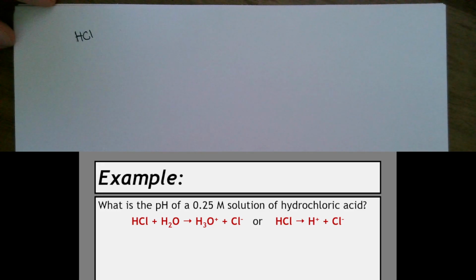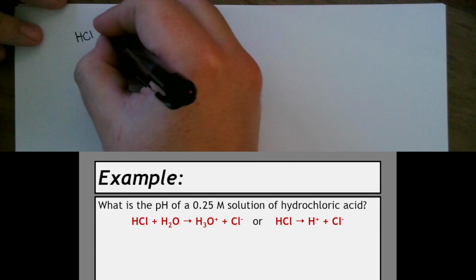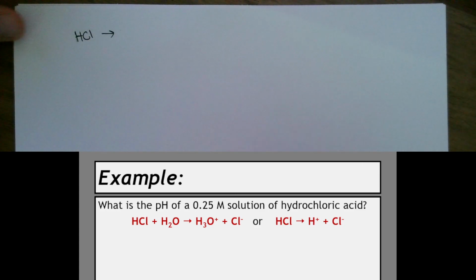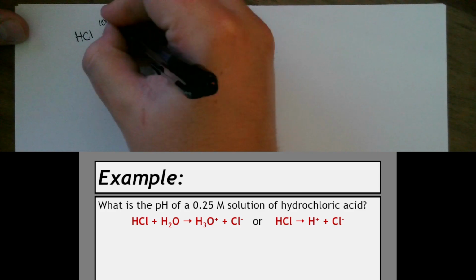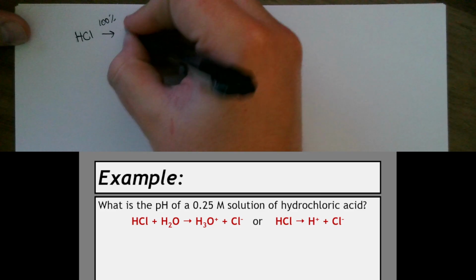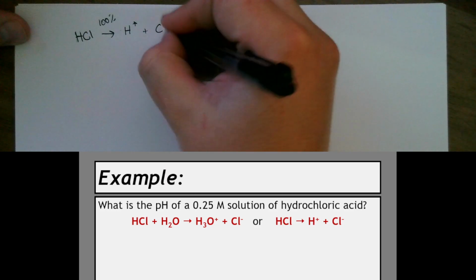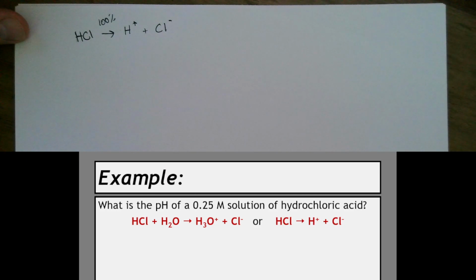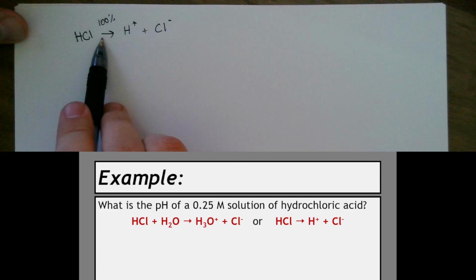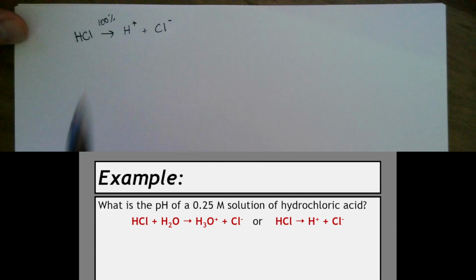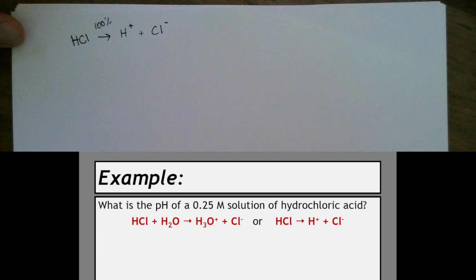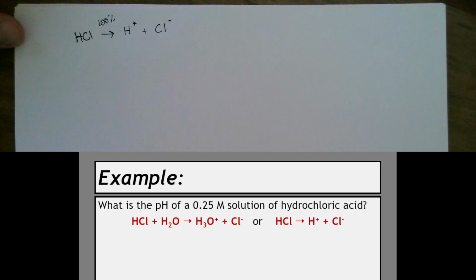Okay. It is a strong acid. That means when I put HCl and dissolve it in water, 100% of it is going to split apart into an H plus ion and a Cl minus ion. 100%, which is why I'm just drawing a right arrow. This is not an equilibrium. This reaction proceeds 100% to the right.